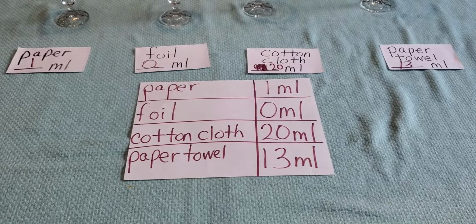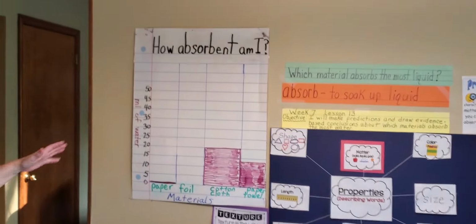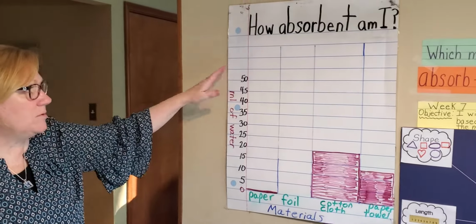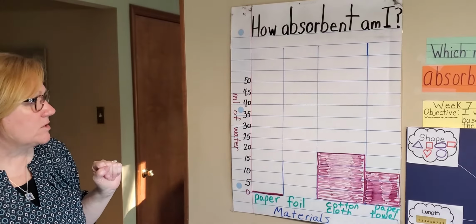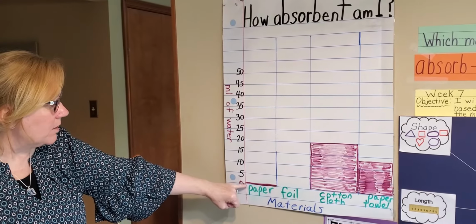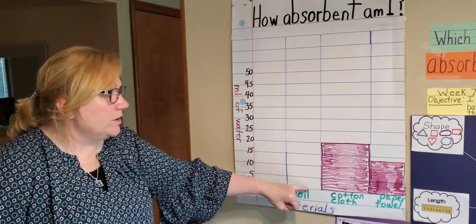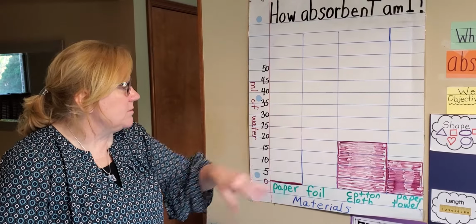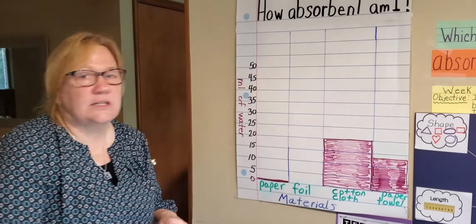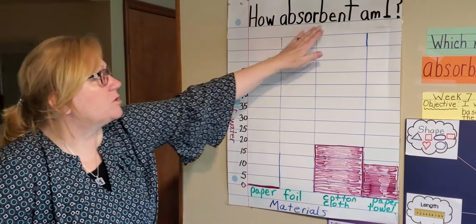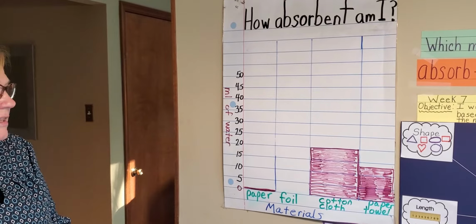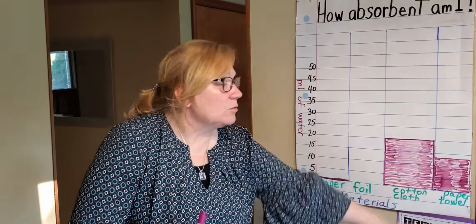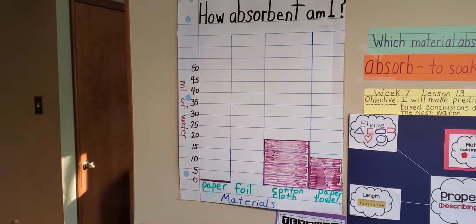Boys and girls, another way to show that a little bit more detailed is by using a graph. So this starts at 0 and it goes up to 50 because we started with 50 milliliters of water. So we show that the paper absorbed 1 milliliter, the foil 0, so that's why you see no marks above the foil, the cotton cloth 20 milliliters, and the paper towel 13 milliliters. So this can show you how absorbent each is. If you're looking for material that's going to absorb, say you spill your milk or you spill your juice, you might want to use a cotton cloth or paper towel. You would not want to use paper or foil.